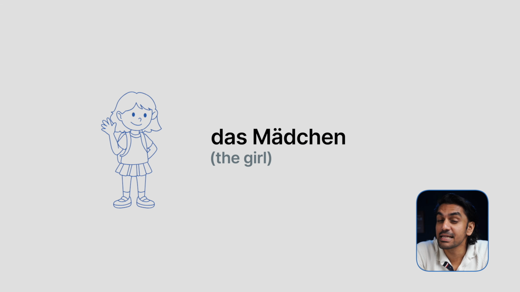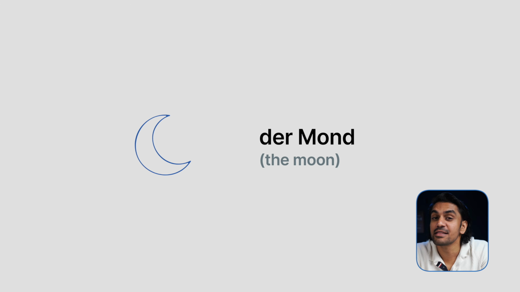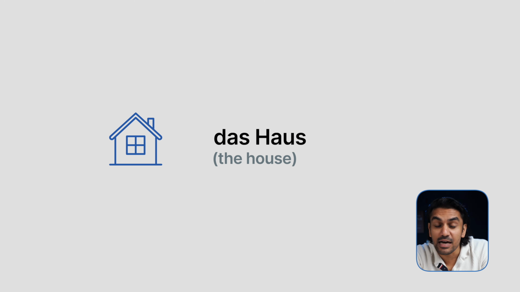The gender need not always be what you expect. For example, girl is das Mädchen, and yep, it's neuter, not feminine. Or take die Sonne, the sun, which is feminine, and der Mond, the moon, which is masculine. I know, it doesn't always make sense. So the best way to handle this is to always learn the noun with its article and memorize them as one unit. For example, don't just learn house, learn das Haus.